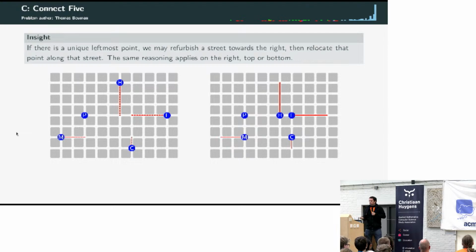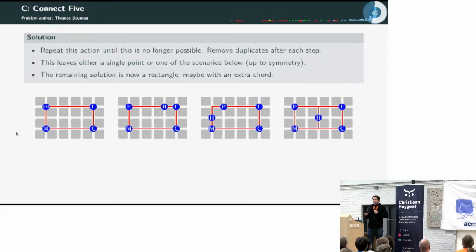So then we have this new case on the right here. Now, to actually solve the problem, you can just repeat this action as long as that's possible. And this might cause some of these locations to coincide. In that case, you can just remove the duplicates, and that might free up more of these actions that you can do. And then if you analyze this enough on paper, then you realize that there's only 5 scenarios that can then arise. One of them is just a single point. In that case, you're done. The other 4 cases are depicted here below.